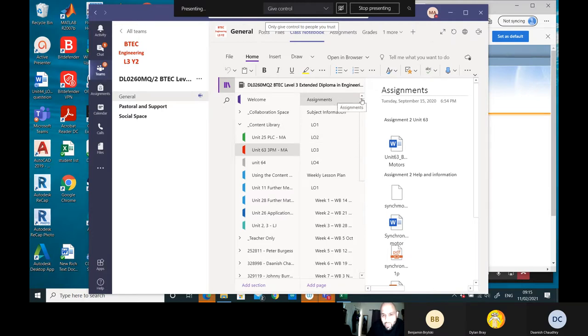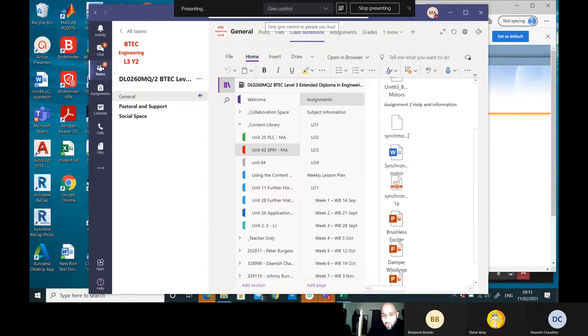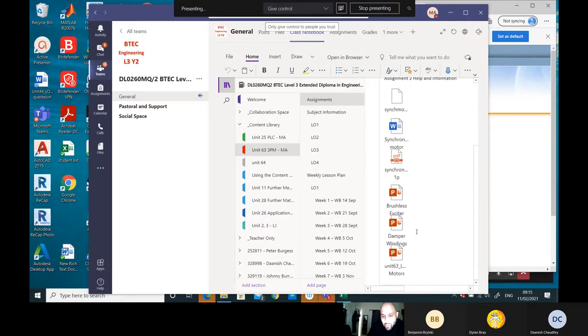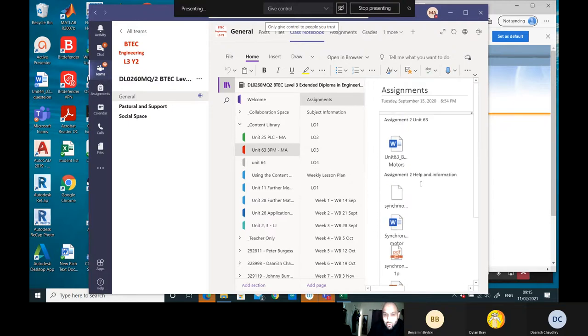It's in assignments, and it's assignment, Unit 63, synchronous motors. Now, I've put on the assignment tab that I've created all the information you need to help you answer the question for the assignment. So I'm going to go for one or two things. Most of it I have gone through, but one or two things I haven't quite touched upon too much. So let me just open up the assignment.